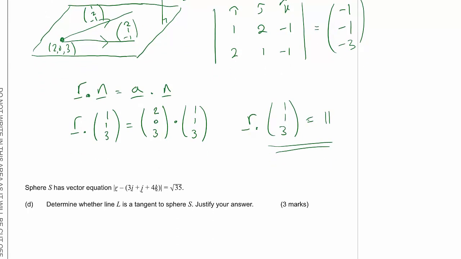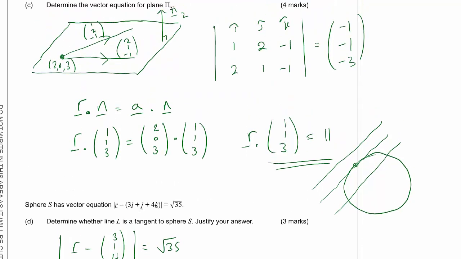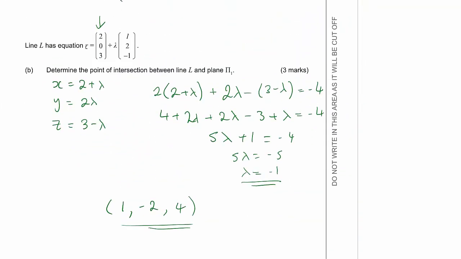Sphere S has an equation as given here. I'm just going to rewrite that using column vectors. And we want to know whether the line L is a tangent to the sphere and justify our answer. Well, we could do that with the number of points of intersection. A line can either not intersect the sphere at all, intersect once, in which case it must be a tangent, or twice. So let's go back and get the line.